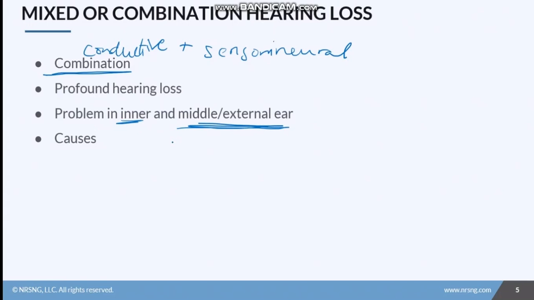A cause of this could just be an elderly patient who has a sensorineural hearing loss at baseline, who just develops a new ear infection or has cerumen impaction. So both of the types of hearing loss are occurring at the same time.